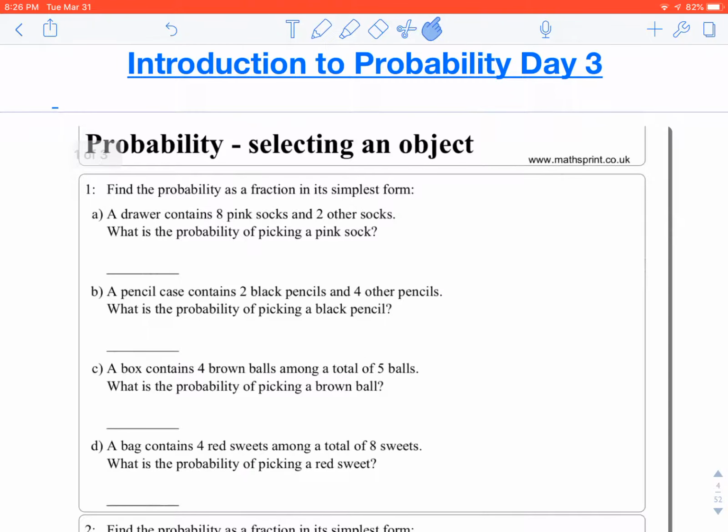Okay, number 1, there are 4 parts. The directions for all of them are to find the probability as a fraction in its simplest form. So just a quick review. Remember that probability is between 0 and 1. It can be written as a decimal, fraction, or percent. And all events are going to be favorable over total.